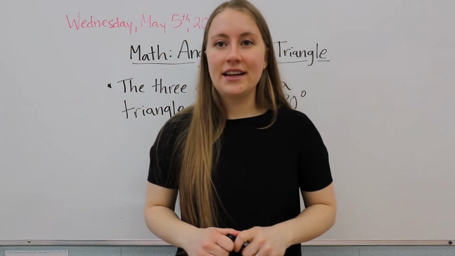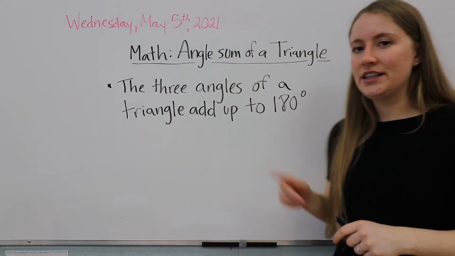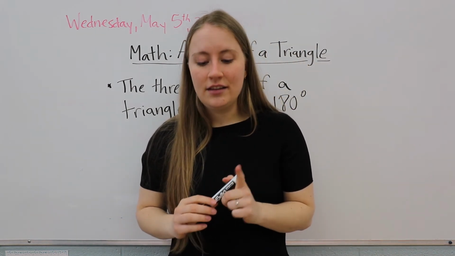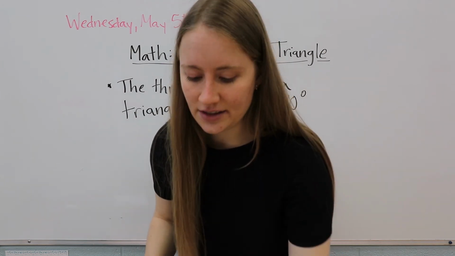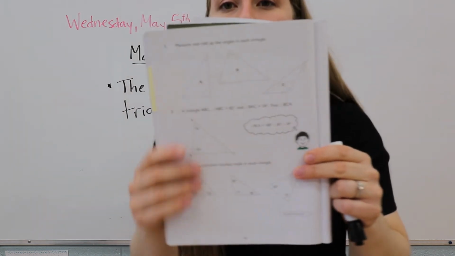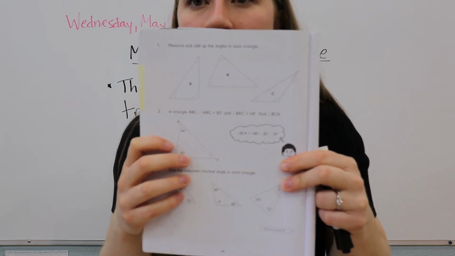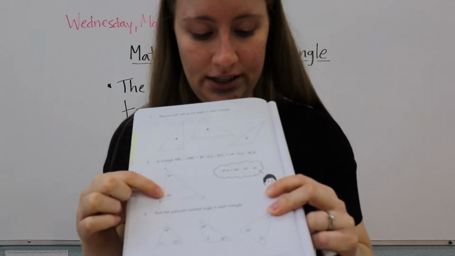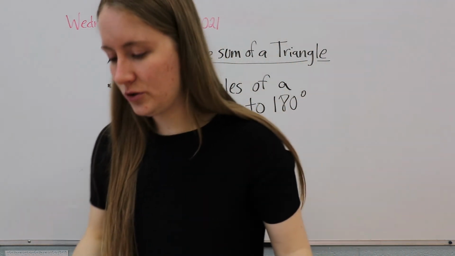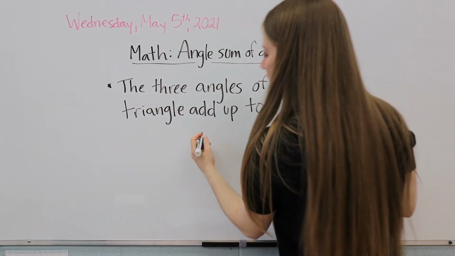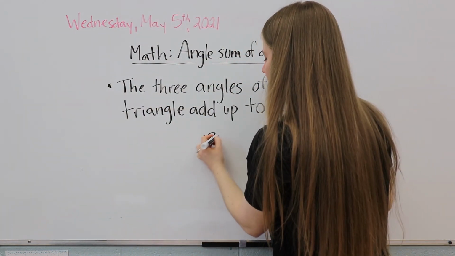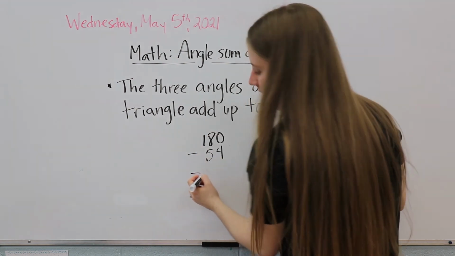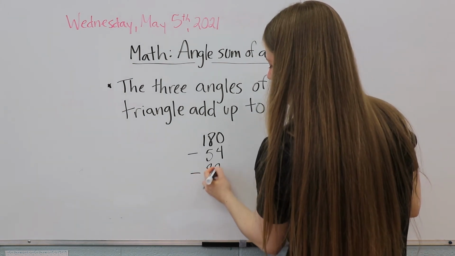Because we know that the sum of angles in a triangle adds up to 180 degrees. So if we're asked to find the unknown angle, all we have to do is subtract the two known angles from 180 degrees, which you can see in the thought bubble from our little friend here. So in number 2, we are given 54 degrees and 82 degrees, so we have to do our subtraction. We have 180 minus 54 and minus 82.